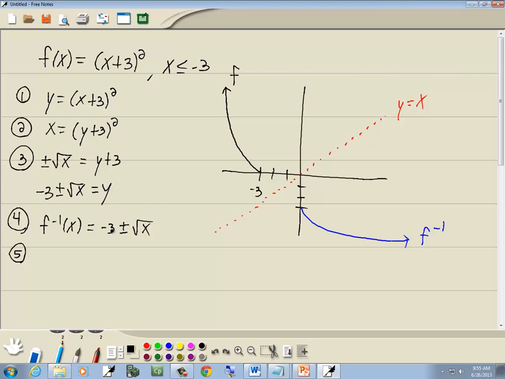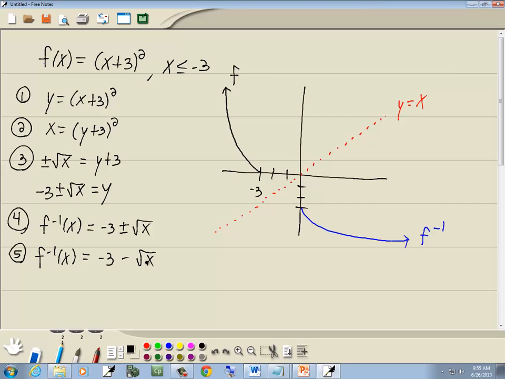Now if I look at the negative 3 plus or minus square root of x, whenever you got a plus or minus, you're going to keep either the plus or the minus. Well, if I keep the plus, for example, we have negative 3 plus some number. Well, here's negative 3, and if I add anything to it, it'll be up here. Well, our inverse doesn't exist up there. It actually exists down here. So we're going to keep the negative version of that. So we're going to have negative 3 minus square root of x.